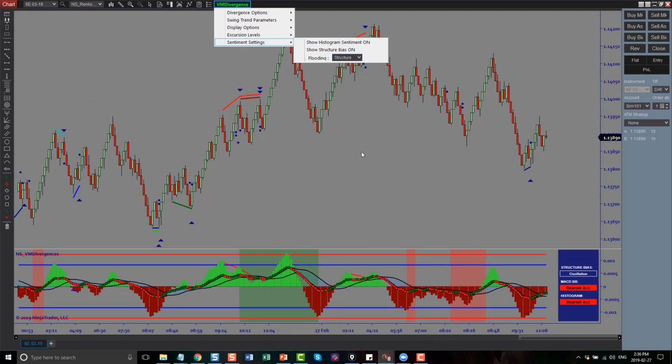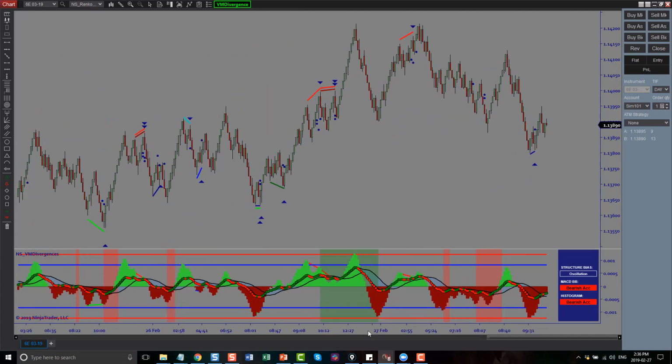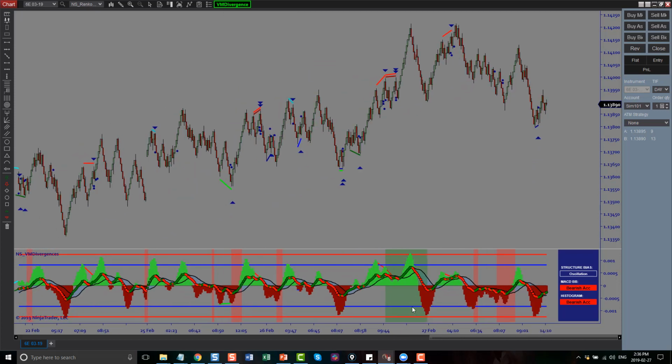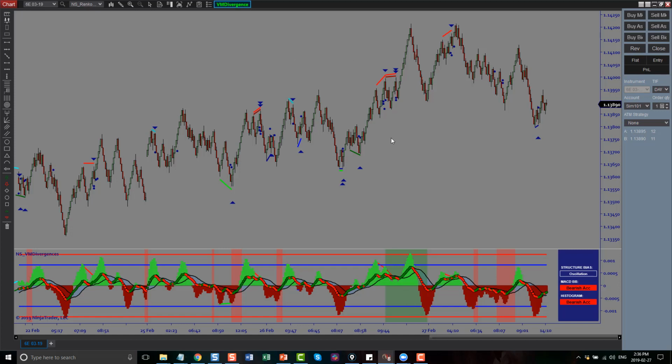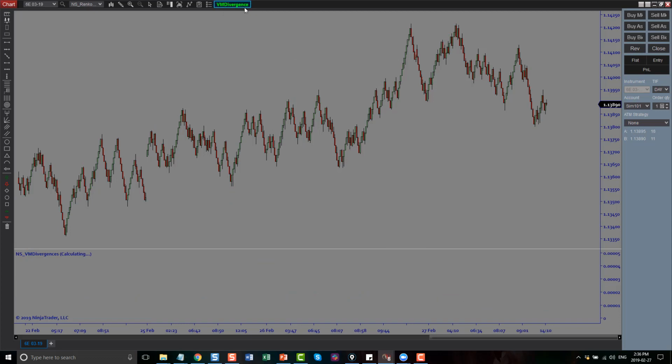We've got structure on, okay? Do you see here? What do you see here on this Renko chart? How many trends do you see here? More gray, isn't it? We have a built-in trend algorithm that maps this stuff out for you. I'm going to just turn it on here, and we'll reload the chart so you can really see where this is coming from.